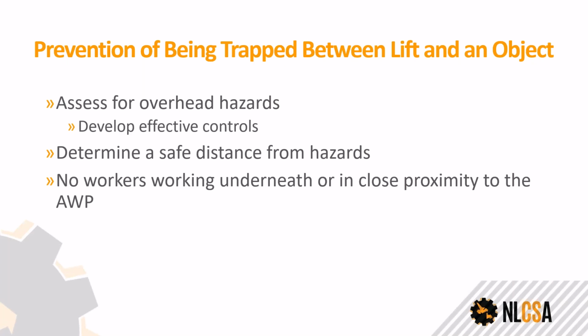We could also determine a safe distance from the hazard. So maybe we don't need to work directly underneath it, but maybe we can work at a safe distance away from it. And no workers should be working underneath or in close proximity to the aerial work platform. So if the aerial work platform did tip over or anything dropped, then a worker wouldn't be trapped between the lift and the object.